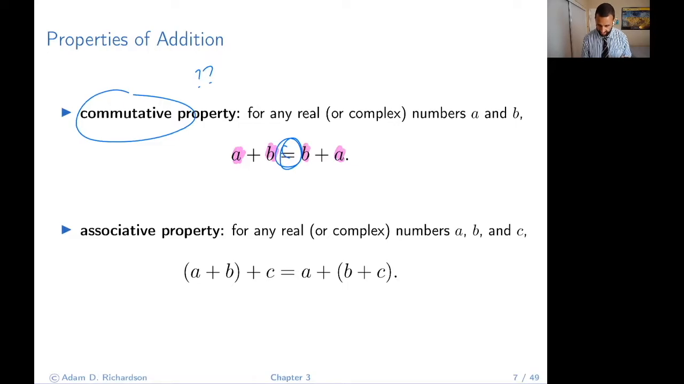Okay, next, the associative property. The associative property is all about who you associate with. The associative property is saying that if you first add A and B together and then add C, that's the same as adding B and C in the first place and then adding A. So in essence, it doesn't matter how you associate the sums. You're going to get the same number both times.